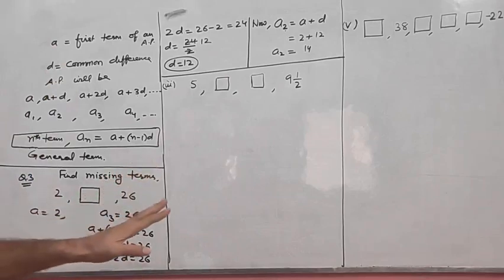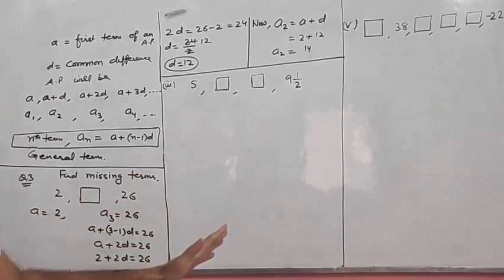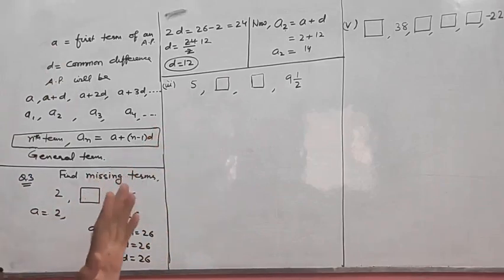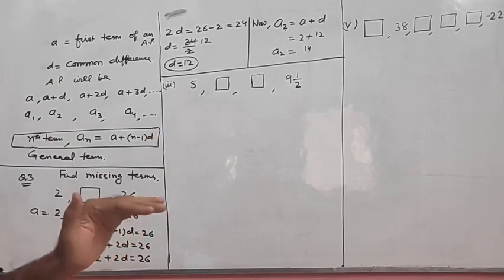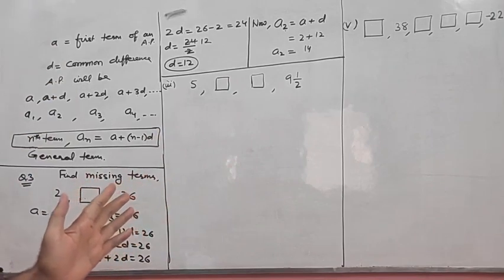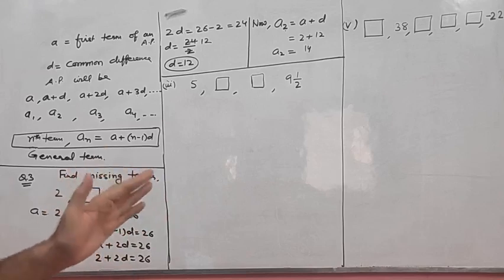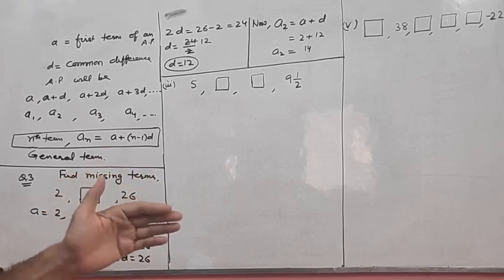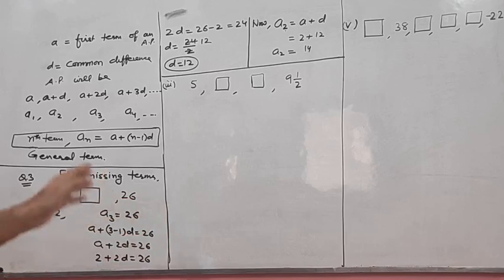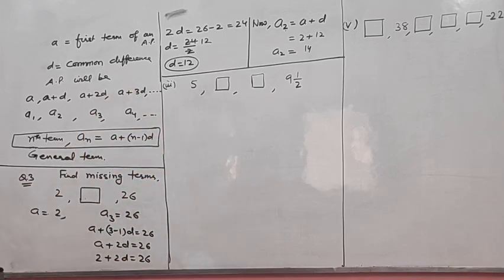In all these parts, actually 2 terms of the AP are given. With the help of those 2 terms, we will find A and D. Then any missing term we can find by the general formula, the term A plus n minus 1 into D.